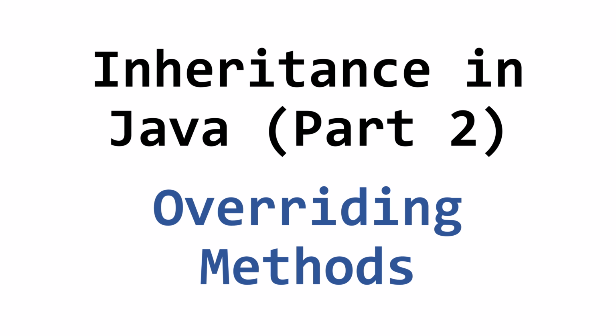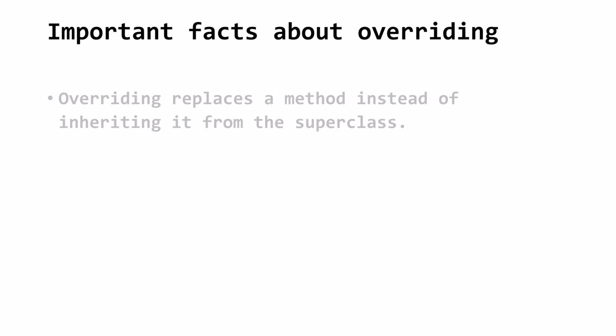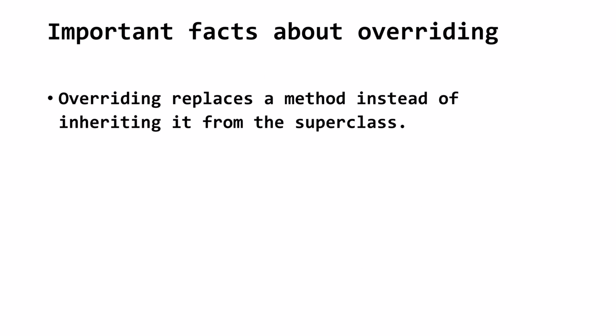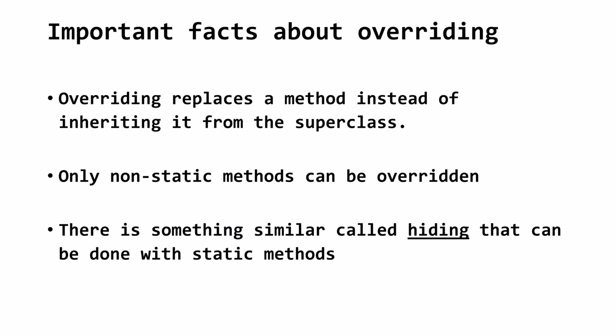Next, we're going to learn about overriding methods. 4 important things to know about overriding. Overriding replaces a method instead of inheriting it from the superclass. Only non-static methods can be overridden. There is something similar called hiding that can be done with static methods, though we won't discuss it here. Private methods can't be truly overridden, though they can be replaced.